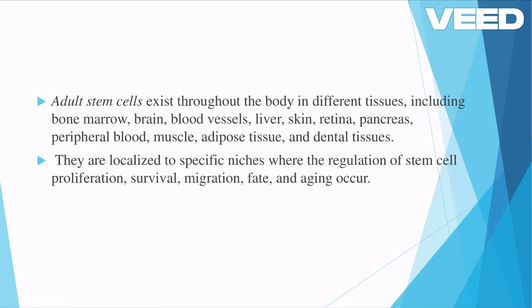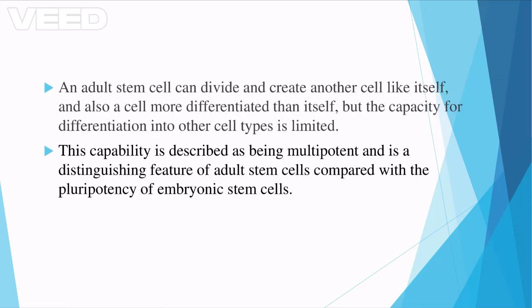Adult stem cells exist throughout the body in different tissues, including bone marrow, brain, blood vessels, liver, skin, retina, pancreas, peripheral blood, muscles, adipose tissue, and dental tissues. They are localized to specific niches where the regulation of stem cells, proliferation, survival, migration, fate, and aging occurs.